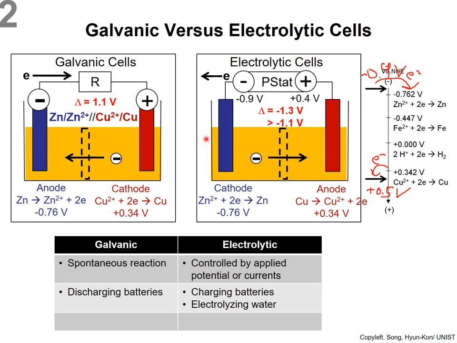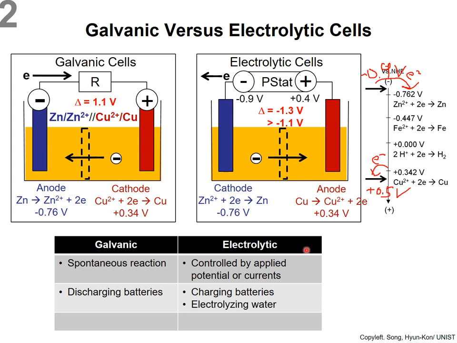Also, anode in galvanic cells is changed into cathode, or cathode of galvanic cells into the anode in electrolytic cells. That is to say, by applying some potential, we can make something of our intention. That is the electrolytic cells.